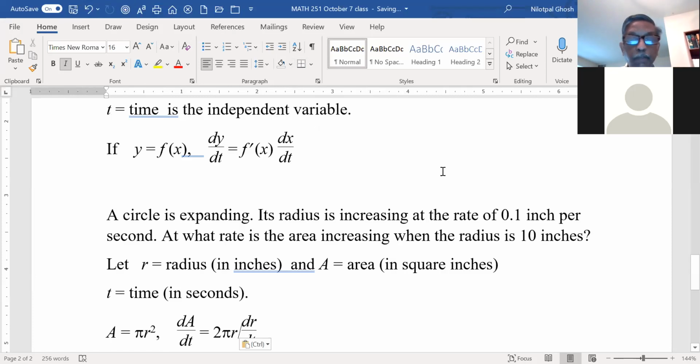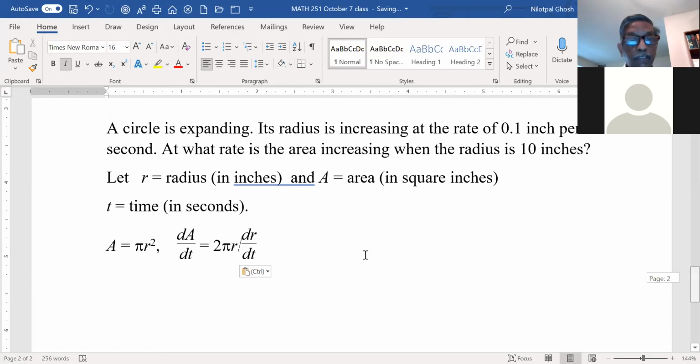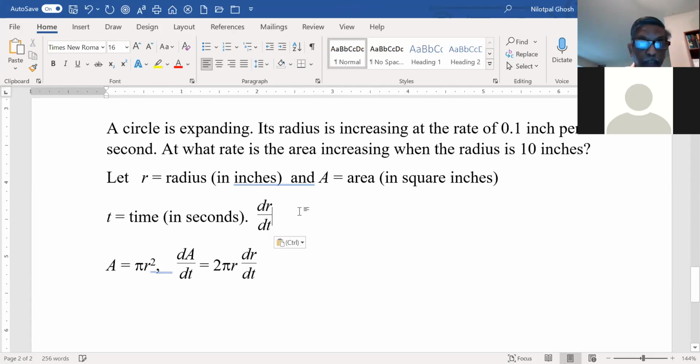I'm going to hit this button, and this is our relationship. dA/dt equals pi r dr/dt, right? But before that, I also write down what I know. I know that the radius is increasing at the rate of 0.1 inch per second. With our units, r measured in inches, time measured in seconds, dr/dt equals 0.1, right? Because the radius is increasing at the rate of 0.1, and dr/dt is the rate of increase of r with respect to time. So we know dr/dt is 0.1.